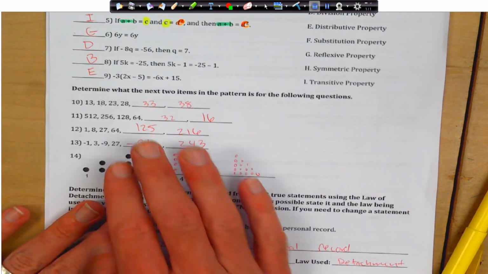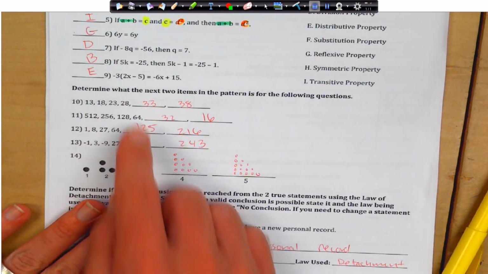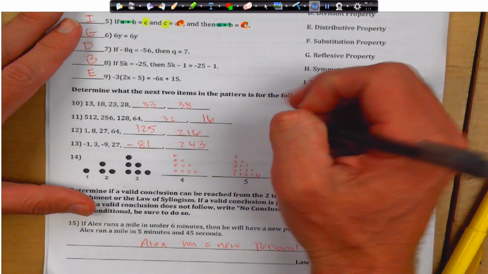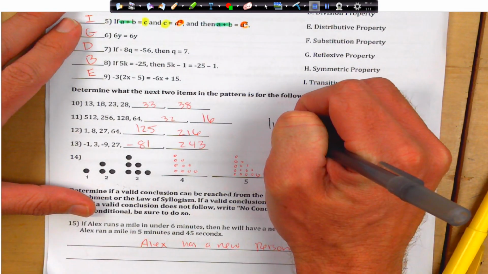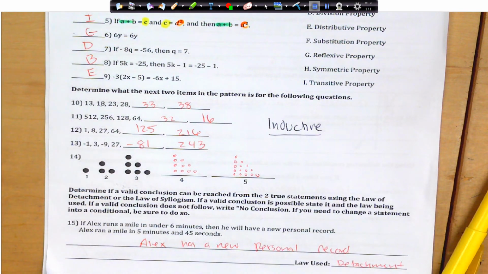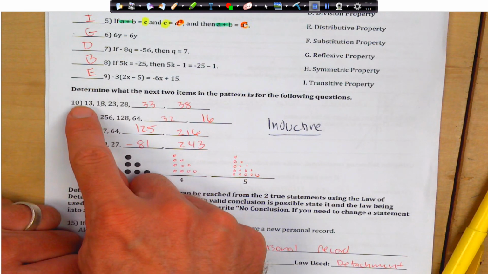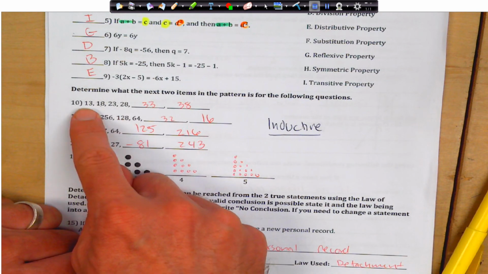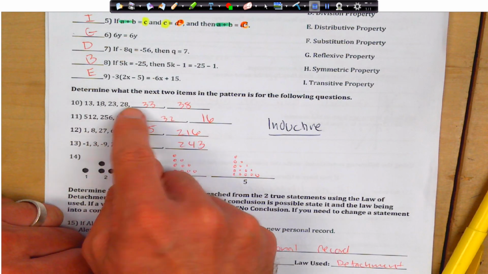On the test, you're going to have one of these type of problems. Basically, you're just looking for a pattern. This is a great example of inductive reasoning, where you're just looking for a pattern. So this looks like it's 13, 18, 23, 28. So you're basically increasing from 10s to 20s to 30s, and then it's 3 and 8, 3 and 8.